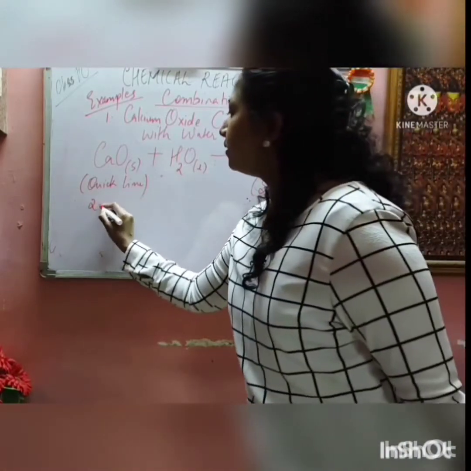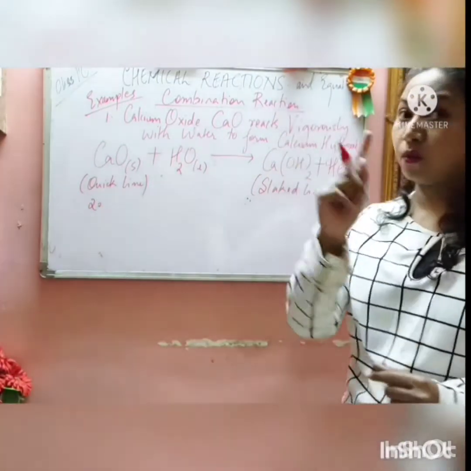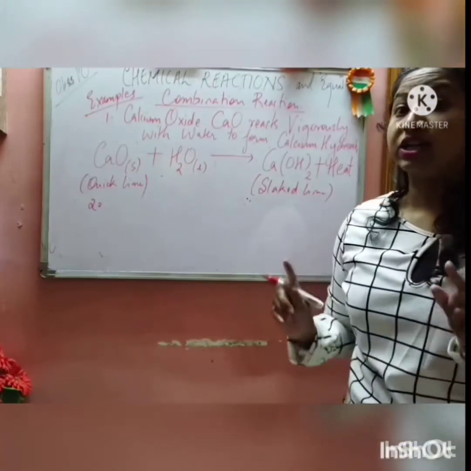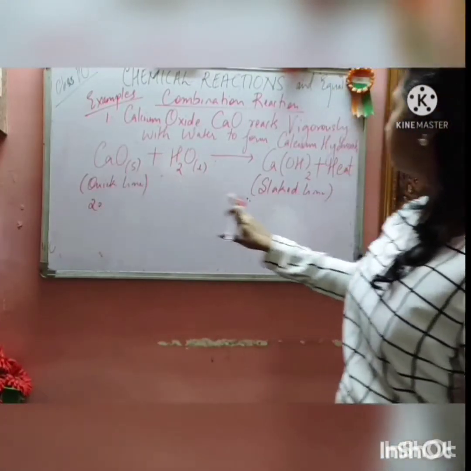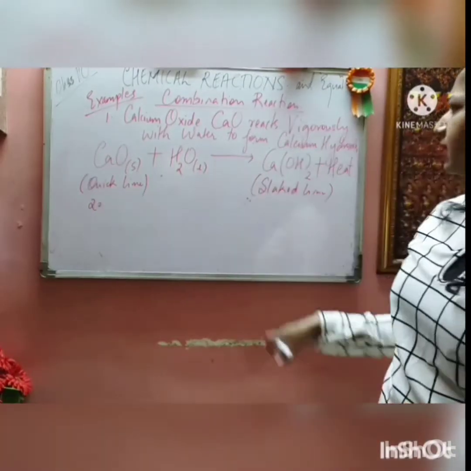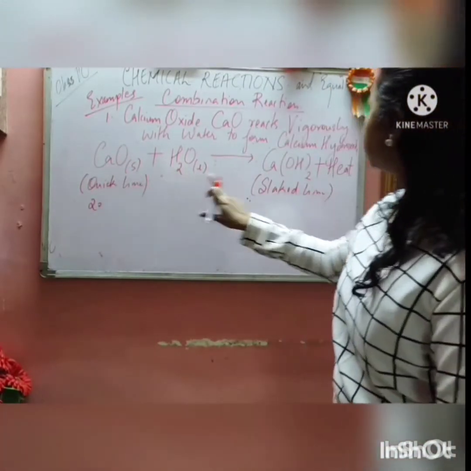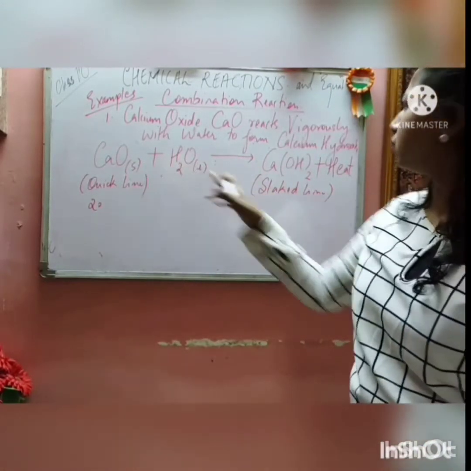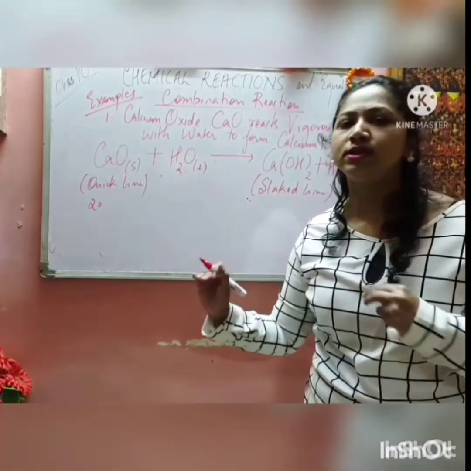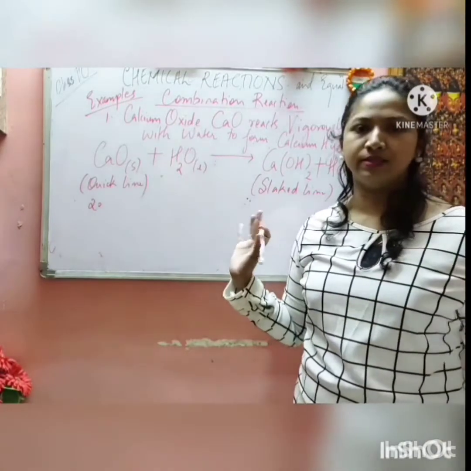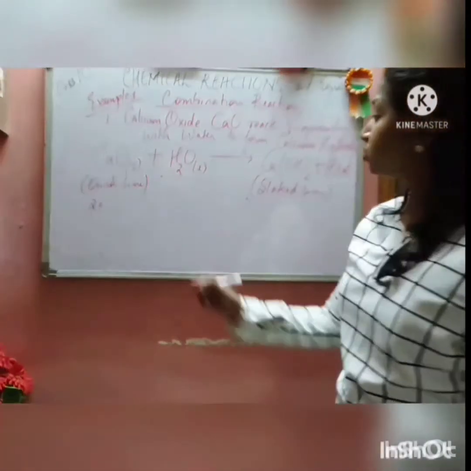Now second reaction. One more thing, reaction should be balanced. Now let's see. Calcium, it's done. Oxygen is 2, done. Hydrogen 2. Now guys, it's sorted. It's already balanced. You need not balance it. Now second equation is what?